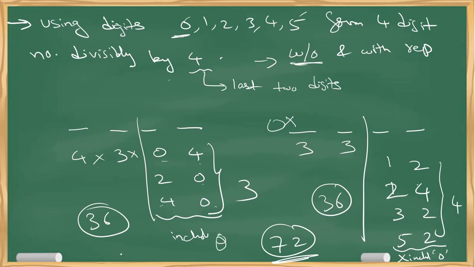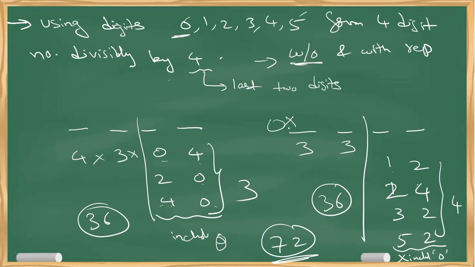Now, if 0 is already fixed, 2 digits gone out of 6, how many left? 4, 3. So 36 includes 0 in the last two positions. Now, without 0, what are the possibilities I'll get? 12, 24, 32, 52. These all 4 two-digit numbers are divisible by 4. So 4 possibilities are there.